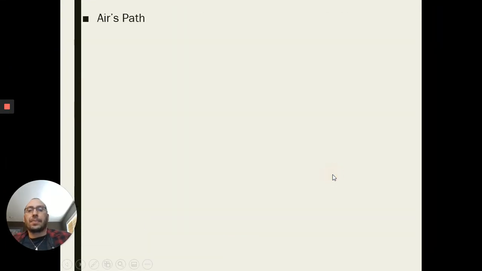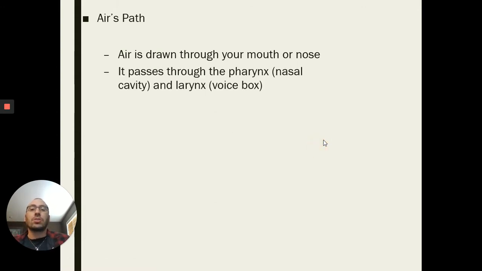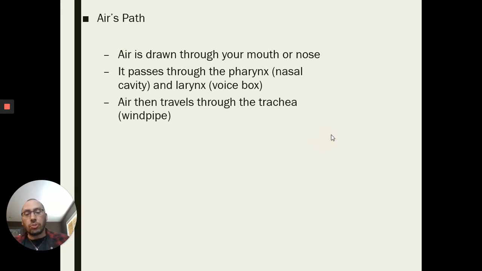Perfect. Okay, air's path. As air is drawn into our nose or our mouth, it passes through the pharynx, the nasal cavity, or the larynx, the voice box. And then it travels down our trachea. This right here is the trachea from my little mannequin. If you take a look, it's sort of rib shaped, and it's got that nice ribbed, hard cartilage shape to help protect it.